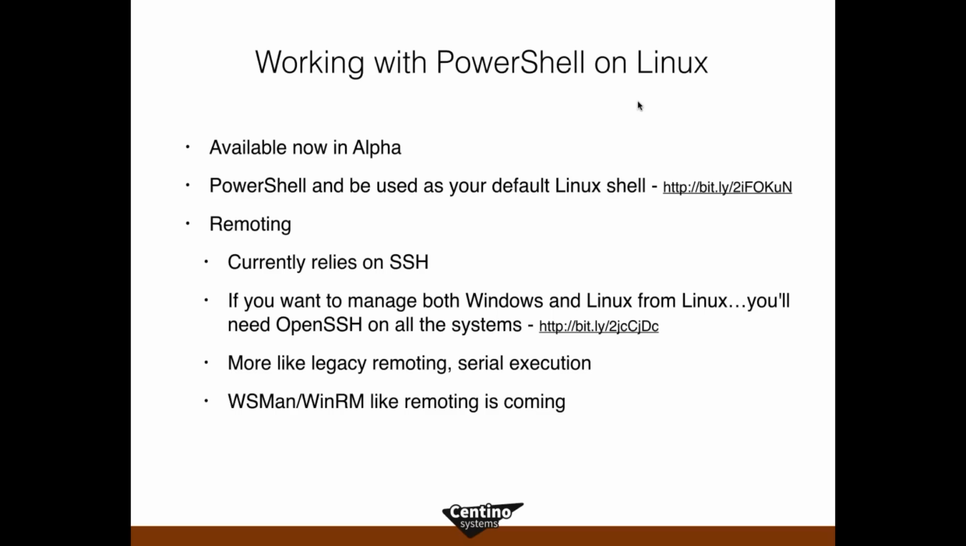Now, one of the things I do want to call out is that remoting in PowerShell on Linux works like legacy remoting does in Windows PowerShell, so you won't get parallel execution. For example, in Windows PowerShell, the expectation is that if I pipeline a collection of things into a command, it's going to post jobs asynchronously to all of the computers that I define. It doesn't work like that in remoting right now. You'll expect serial execution as it iterates over that set. But WSMan or WinRM-like remoting is coming to Linux, and it's on that roadmap that I was telling you guys about for the beta and the full release.